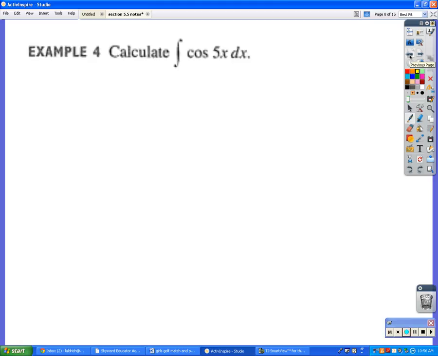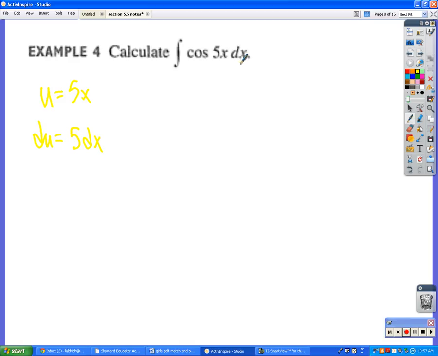Okay, ready? Two more. This is an easy one. Is it 5x? Yes, u is going to equal 5x. I need you to go back to the second one when we're done. So u equals 5x, that means that du equals what? 5 dx. But all I have left is a dx.